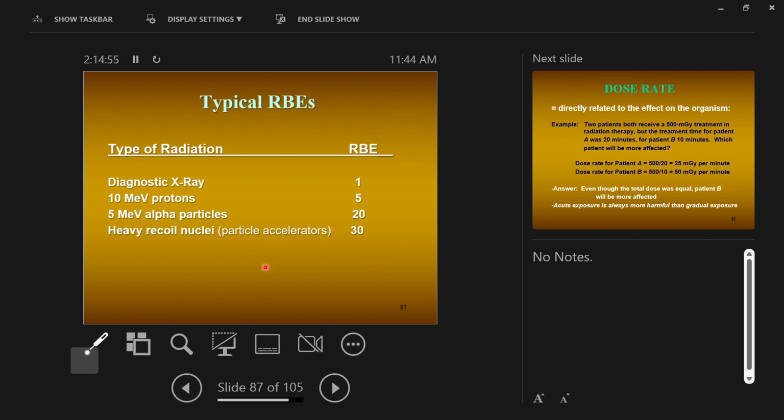Okay, so that was linear energy transfer and RBE, and you can see that they're related to each other. If there's a high linear energy transfer for a type of radiation, then it probably also has a high relative biological effectiveness. And again, of course, vice versa.